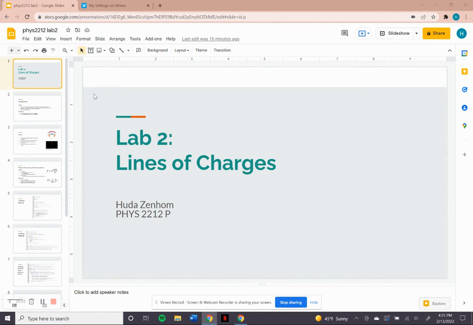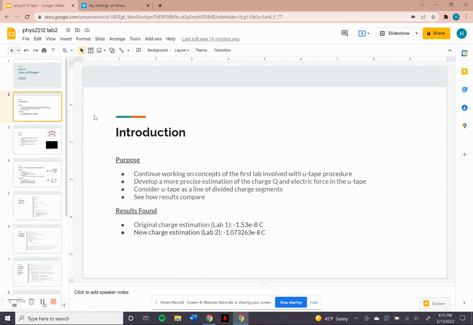This is the second lab of the semester, called Lines of Charges. To start, the purpose of this lab is to continue working on concepts of the first lab involved with the U-tape procedure and develop a more precise estimation of the charge Q and electric force in the U-tape. So instead of just using a single point charge for the tape, just as we did in the first lab, we're going to divide it into charge segments. And then we're going to see how the results compare.